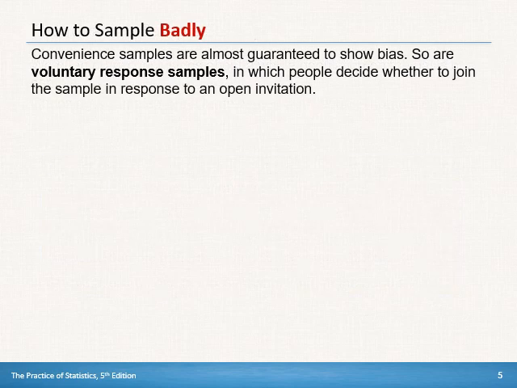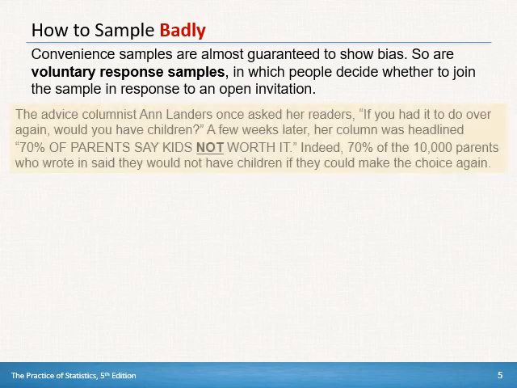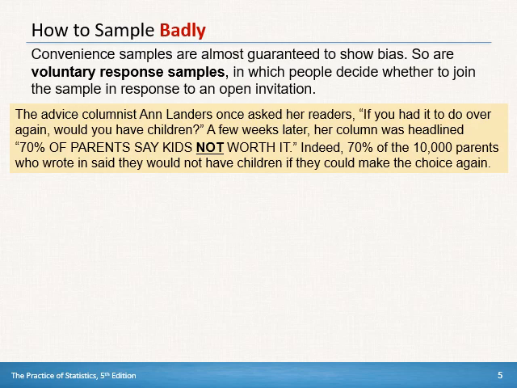All right, so let's start with how we do a bad job, how we sample badly. Something called a voluntary response sample. Here's an example: the advice columnist Ann Landers. Ann Landers was an advice columnist. You may not know what that exactly means. It means newspaper. A columnist is someone who used to write for the newspaper, and she had an advice column. Every day you'd open the newspaper to a particular section, and you would read the advice that Ann Landers is giving people.